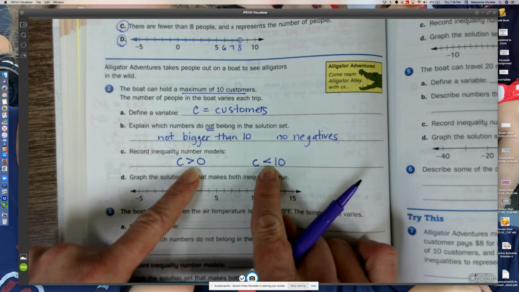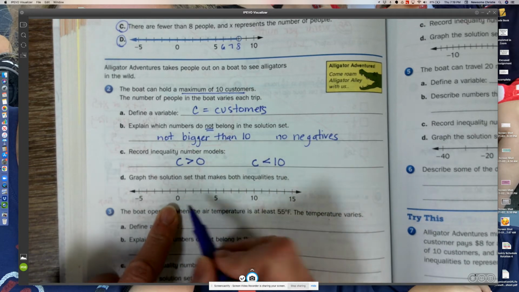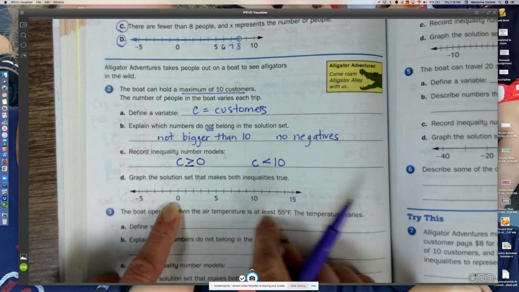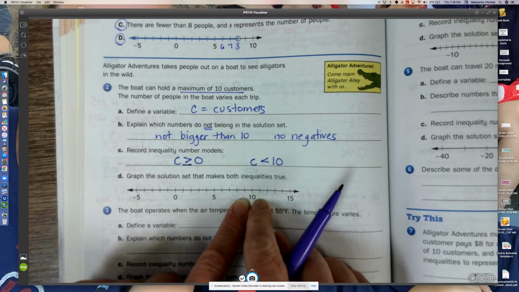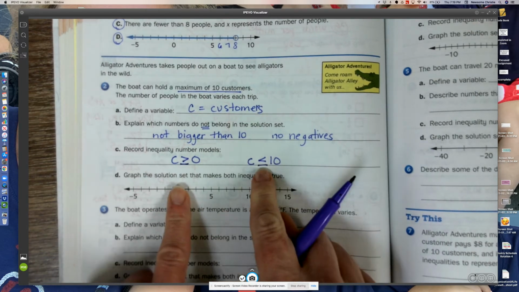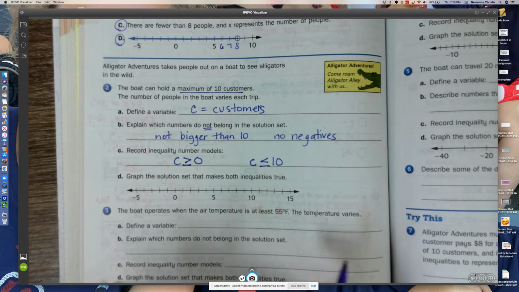Now I need to think about the equal to part, right? Can it be 0? Can they take 0 people on a boat? Sure. So that's going to be greater than or equal to. Can they have 10 people on the boat? It says yes, maximum of 10. So that one should also be less than or equal to. So you've got to kind of think about those equal to parts.